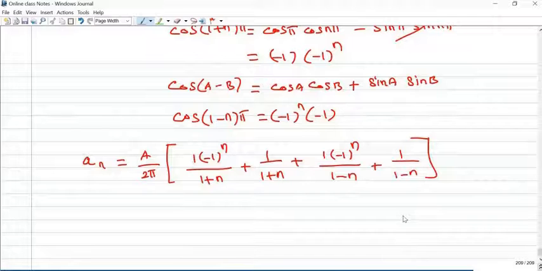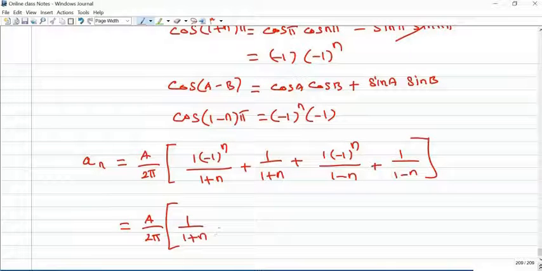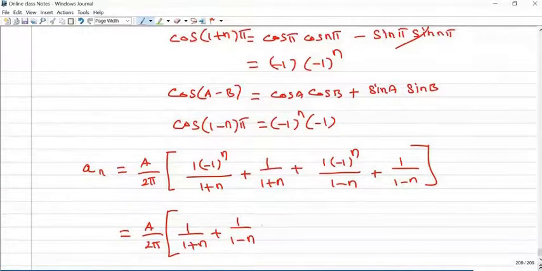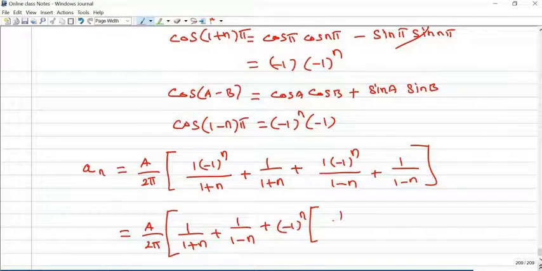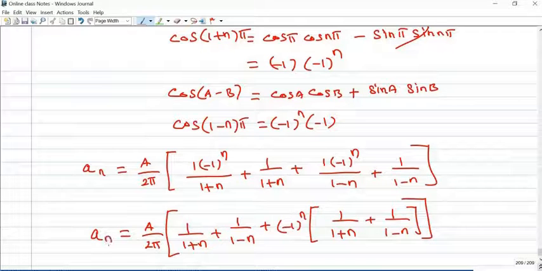If possible, try to simplify this particular step. A divided by 2 pi, 1 divided by 1 plus n plus 1 divided by 1 minus n, plus minus 1 power n. If we take minus 1 power n as constant, we'll get 1 divided by 1 plus n plus 1 divided by 1 minus n. So this is your answer for An.